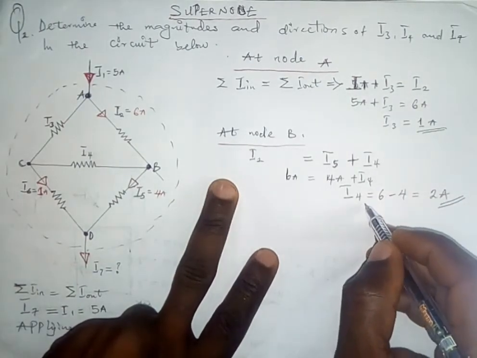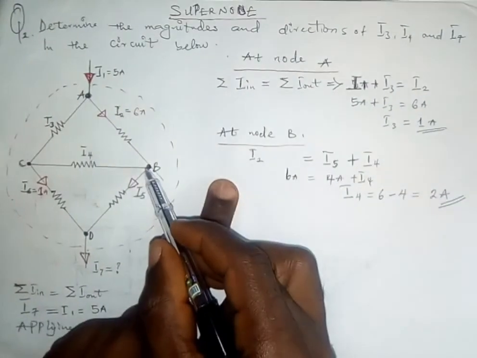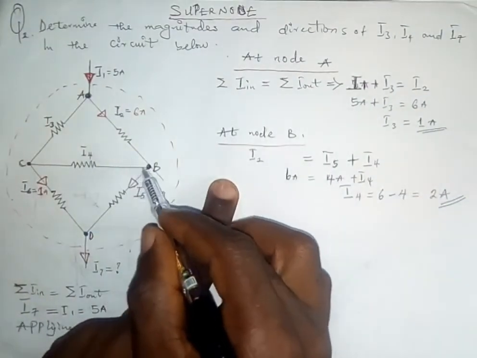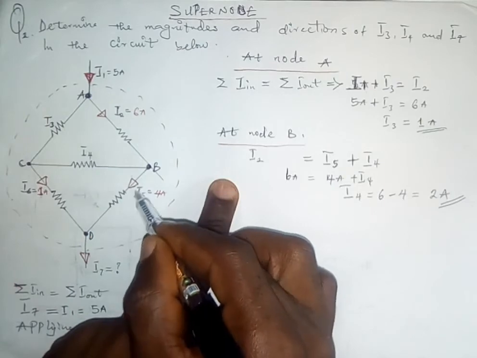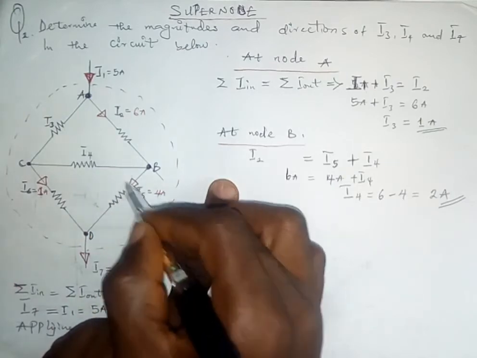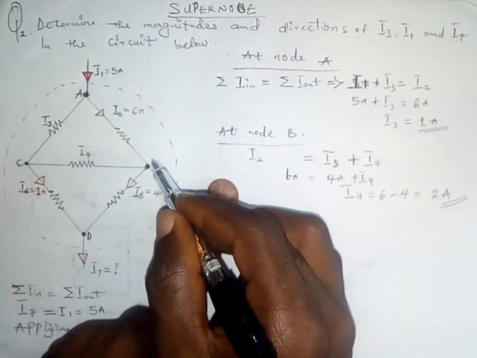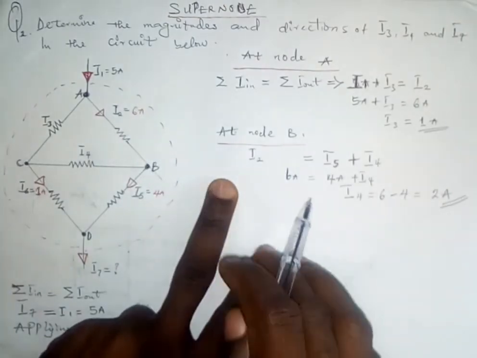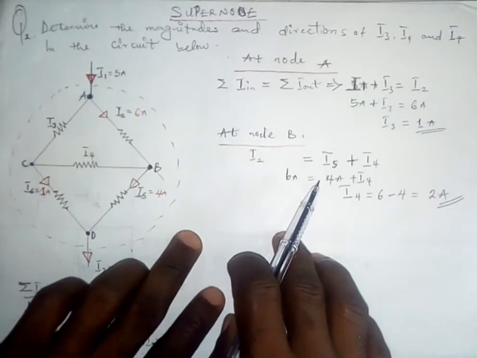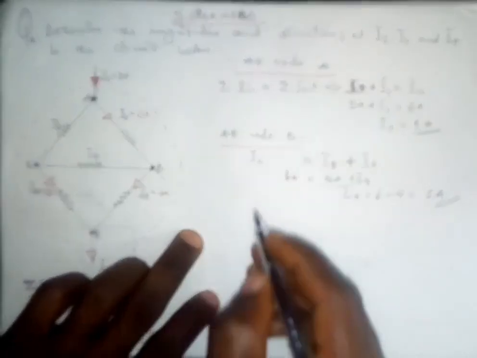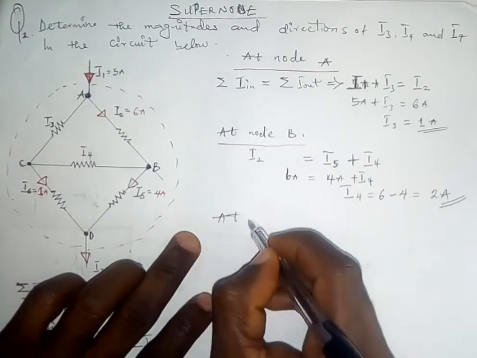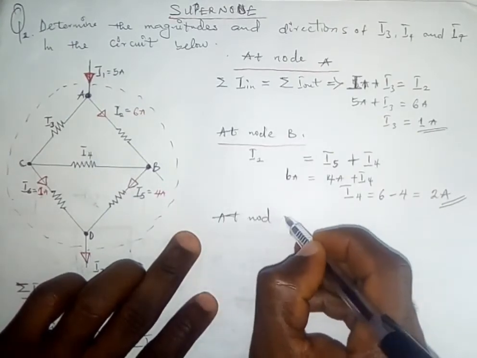Which means 2 ampere is leaving on the I4, and 4 ampere is leaving on the I5. Everything will be 6 leaving node B, and 6 is also entering node B. Definitely the law KCL is obeyed. So the next thing we're going to look at, let's move to node C. What happens at node C?